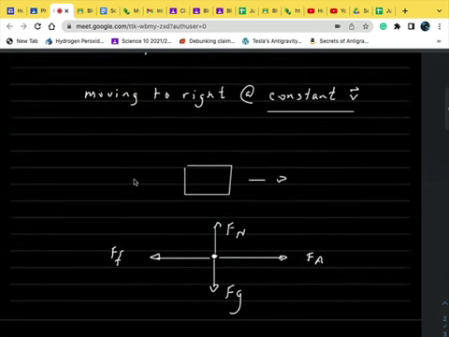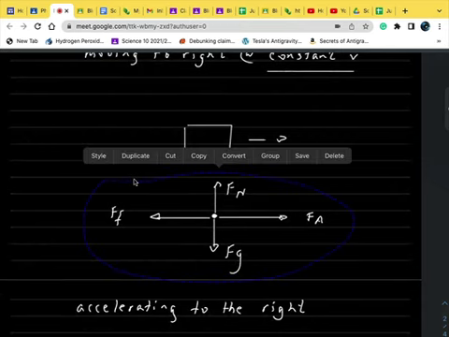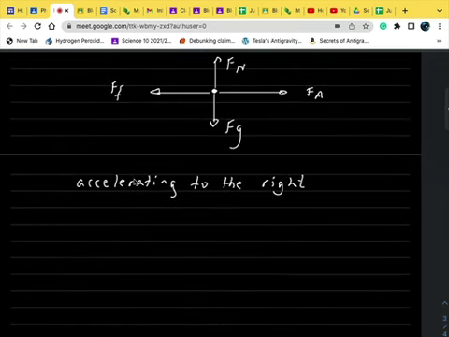Now next, accelerating to the right. Draw that. I'm going to make a copy of it because I'm going to do it real fast, save us a little time. But draw it. Not constant velocity, no longer constant velocity. It's accelerating.